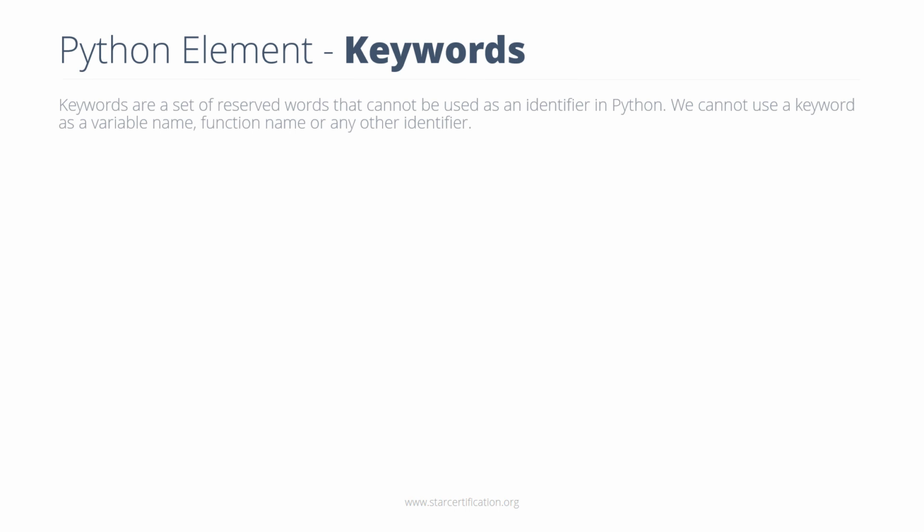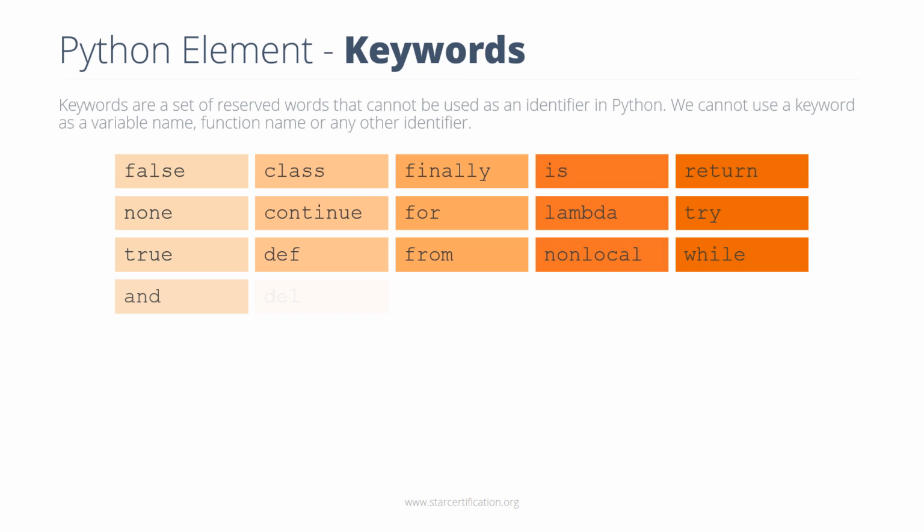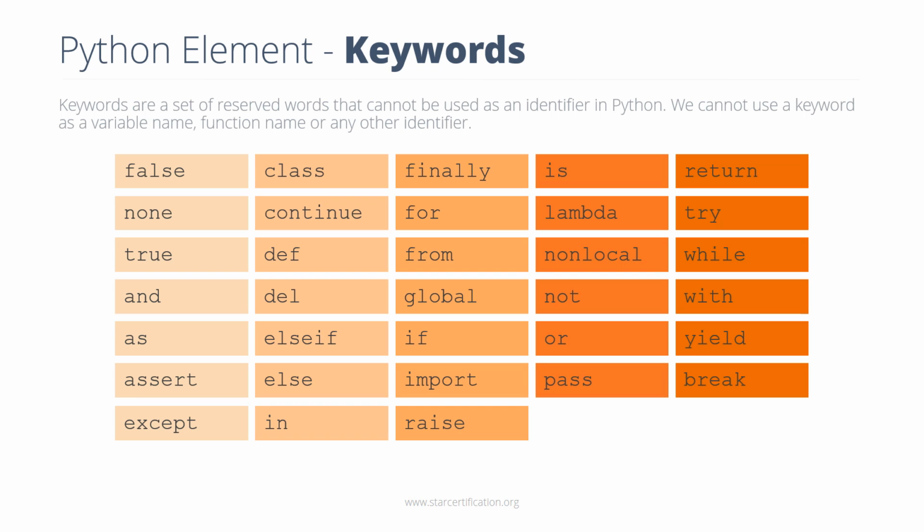Keywords are a set of reserved words that cannot be used as an identifier in Python. We cannot use a keyword as a variable name, function name, or any other identifier. The basic syntax of the Python programming language is defined by keywords. The keywords in Python are listed below.